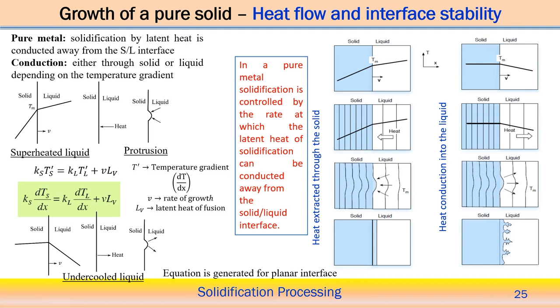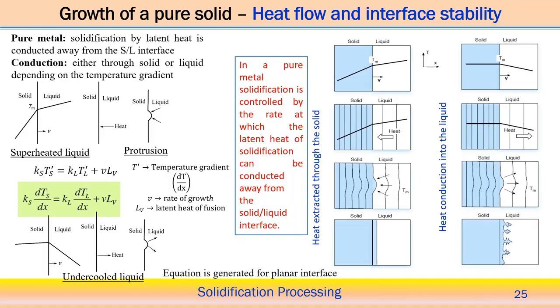So now, growth of a pure solid, we are looking into the metallic material. In a pure metal, the growth rate depends on the way the latent heat is extracted from the solid liquid interface, so the rate of extraction of the latent heat and the interface stability also depend on which direction heat is conducted away.